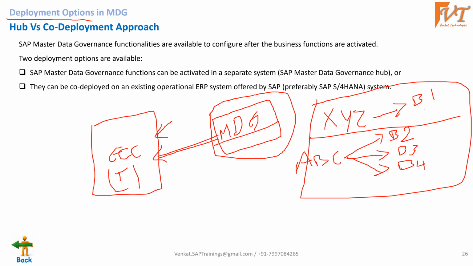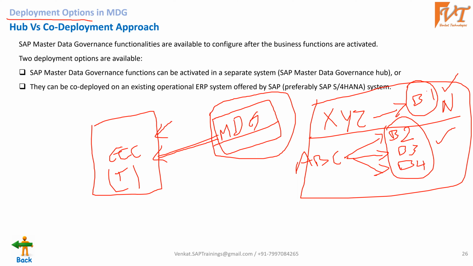Now, here, is there any dependency or integration between the systems? No. But here we have multiple business systems. So definitely there will be a tight integration, definitely a dependency, and definitely multiple sources of master data. Now this customer can also go for MDG implementation, and this customer can also go for MDG implementation.